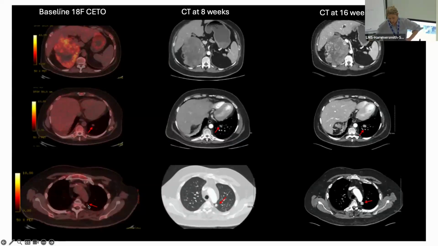And as this patient progressed through his chemotherapy and had surveillance scans, what we saw was quite rapid, accelerated growth of the lung nodules and of the disease that wasn't 18F-CTO avid. And these tumors progressed at a more rapid rate than some of the disease that was 18F-CTO avid. This is obviously a single case.